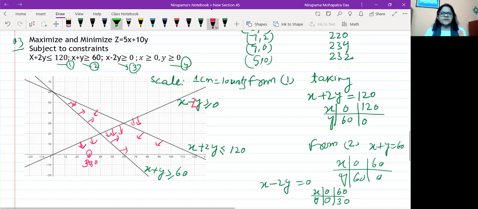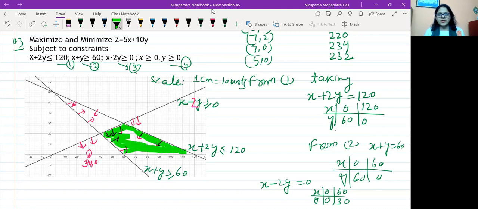Now see which portion is to be shaded, with x, y greater than or equal to 0. Again, we will not take any x and y negative. That means it will not come below the x-axis, nor will it go to the left side of the y-axis. Okay, is it clear? So here this is the shaded portion. Step 1 we have done.